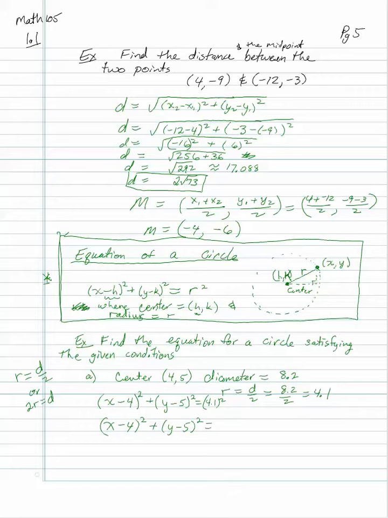Just simplify it. So 4.1 times 4.1 is 16.81. Pretty straightforward. Alright, let's try another one.